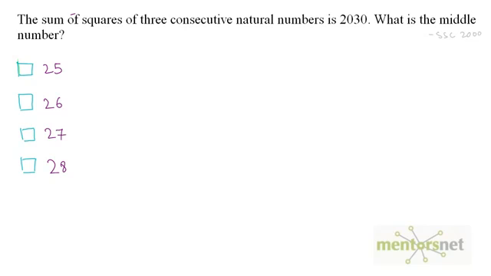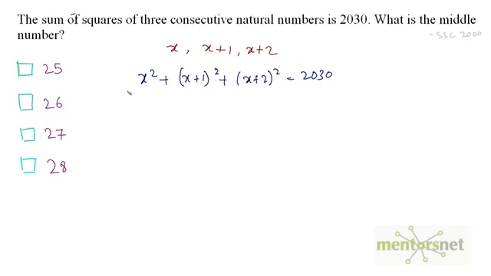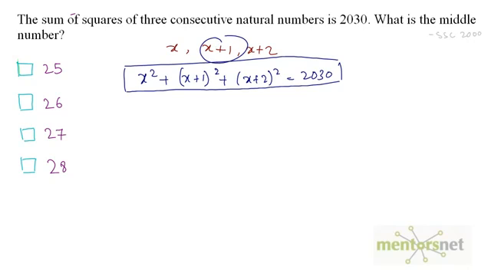Okay, so let us write the three consecutive natural numbers. So first one is x, the next one will be x plus 1, and the next one will be x plus 2. So the sum of squares of these three consecutive natural numbers is 2030. So we can write x square plus (x plus 1) whole square plus (x plus 2) whole square is equal to 2030. This is what we have been given. Now what is the middle number? So from this equation we can find out x, and then we can find out x plus 1.